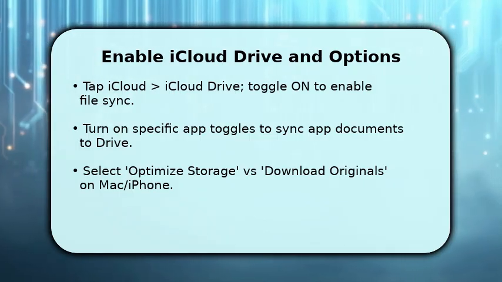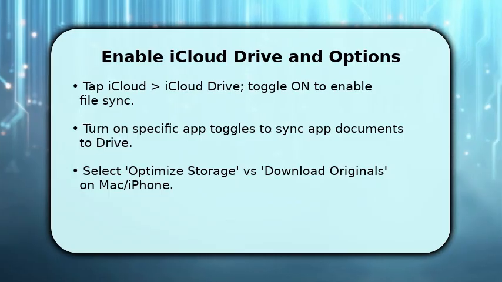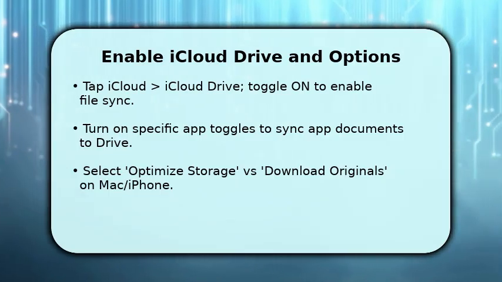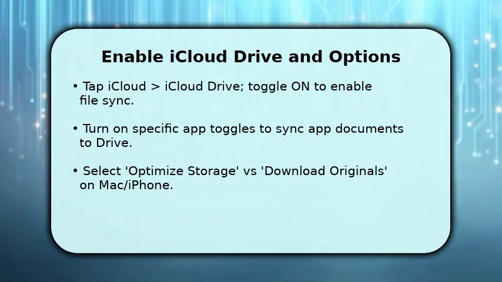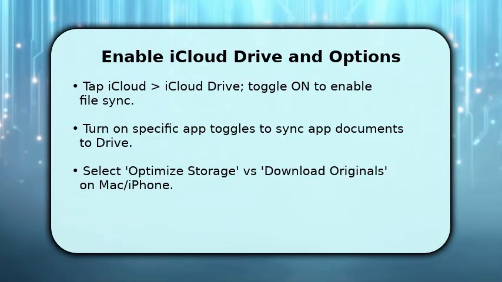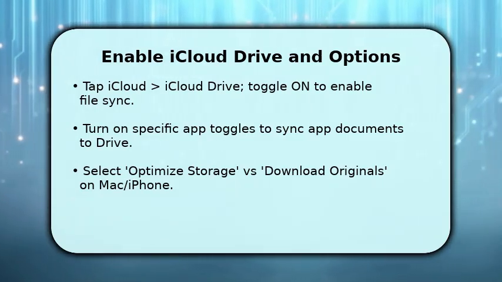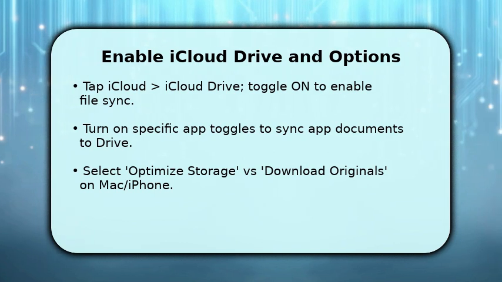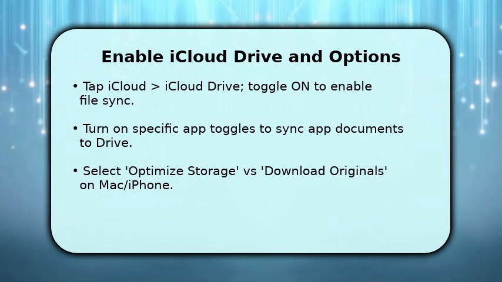Make sure to choose storage handling. On iPhone and Mac, choose Optimize Storage to save space or download originals to keep full files locally. If you use Desktop and Documents on Mac, check those boxes to sync folders. These choices determine bandwidth, disk use, and offline availability.